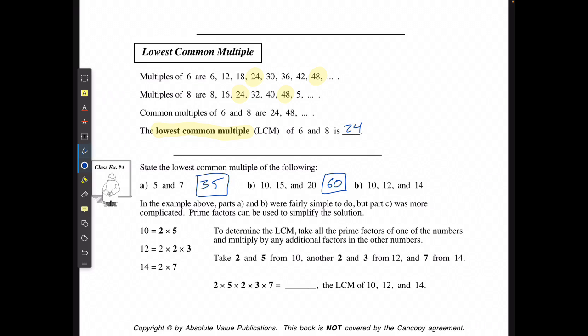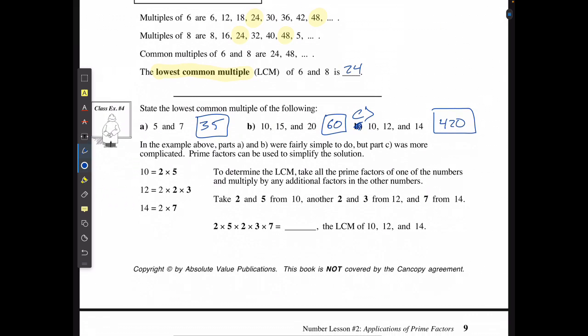If I'm doing 10, 12, and 14, I could do the same thing. List them all out, and the first time they actually match up is way down the road at 420. Well, for A and B, listing them out works fine, but once you get to C, the last example, it takes a lot. You would have to list out 10 42 times before you finally find one that matches. So there has to be an easier way to do it.